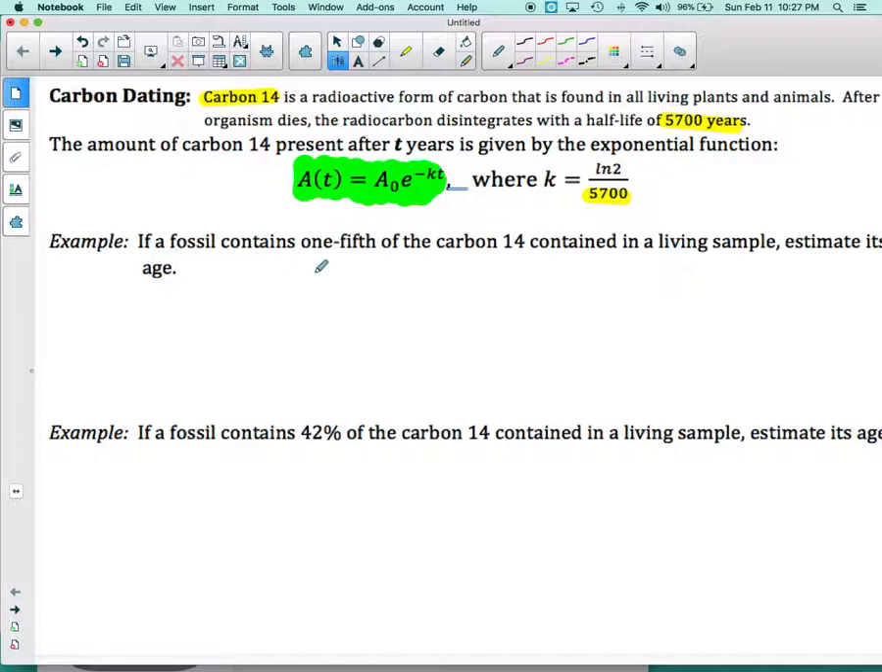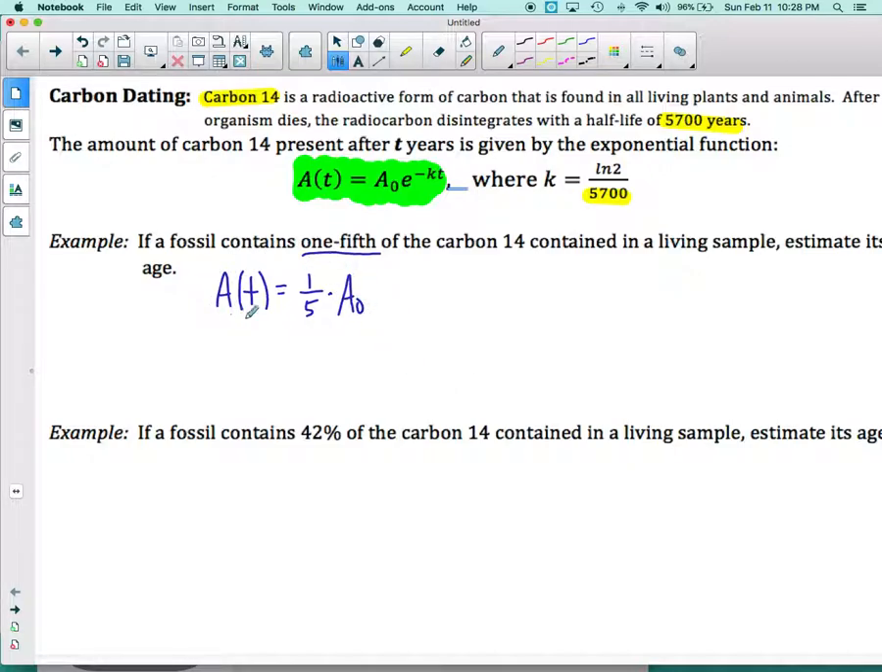And so basically, it's going to be a lot of just kind of plugging into the formula and then solving for t, since these are questions about how old something is. We want to figure out the time. And so the first thing they tell us is if a fossil contains 1/5 of the carbon-14 contained in a living sample, estimate its age. So what we know is that A sub t, so this fossil, however old it is, has 1/5 of the original amount of carbon-14 that it's supposed to. So it has 1/5 A naught.